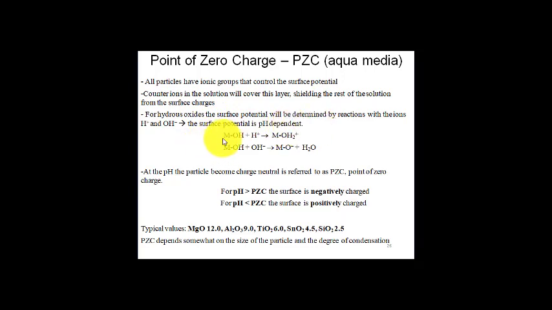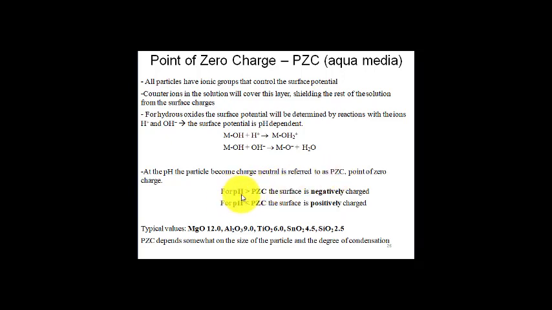So for example, we have a metal hydroxide. It will react with hydrogen ions and produce metal OH2 plus, and if we react metal hydroxide with hydroxyl ion, it will produce a metal oxide ion and water. The pH at which the particle becomes charge neutral is referred to as the point of zero charge.